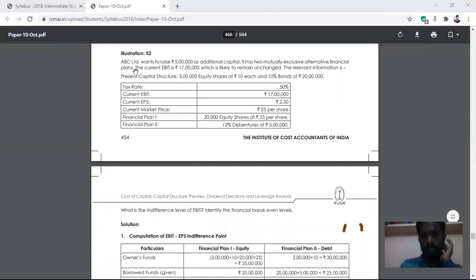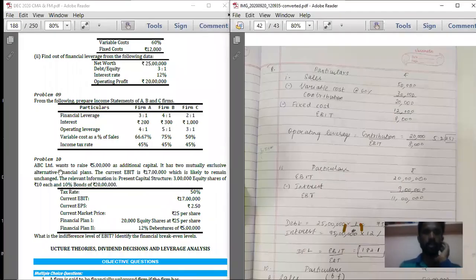See, illustration: ABC Limited wants to raise 5 lakh rupees as additional capital. It has two mutually exclusive alternative financial plans. So it has two plans for raising 5 lakhs as additional capital. The current EBIT is 17 lakhs, which is likely to remain unchanged. The present capital structure is 3 lakh equity shares of 10 each, that is 30 lakhs of equity, and 20 lakhs of bonds, total 50 lakhs.